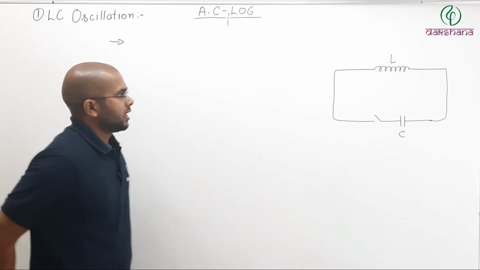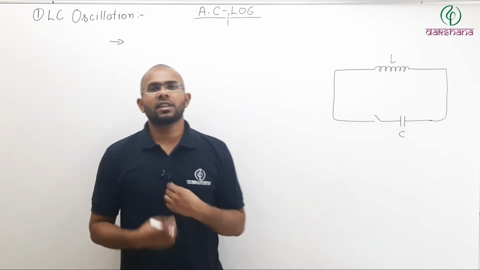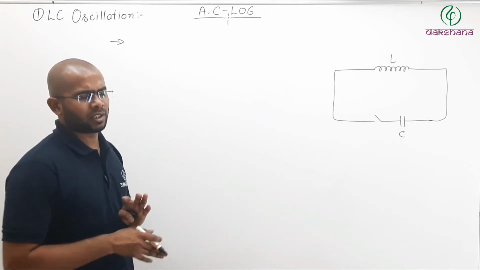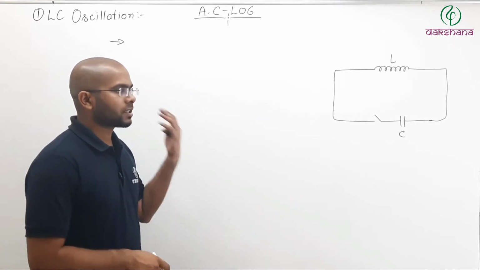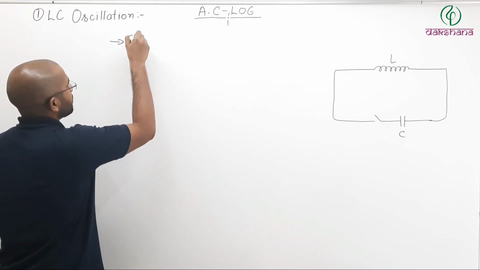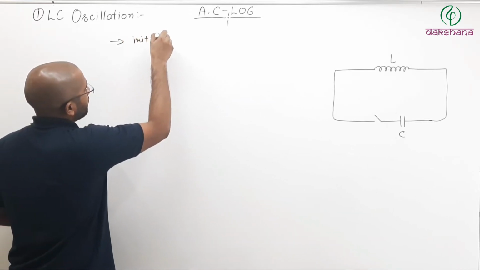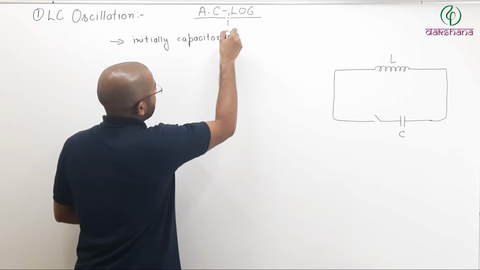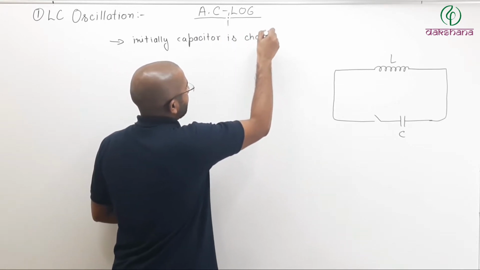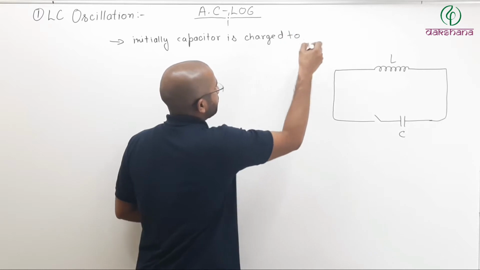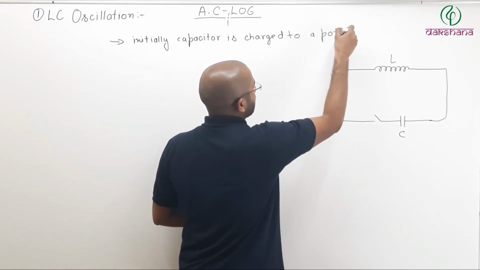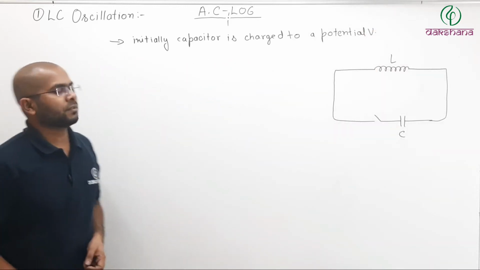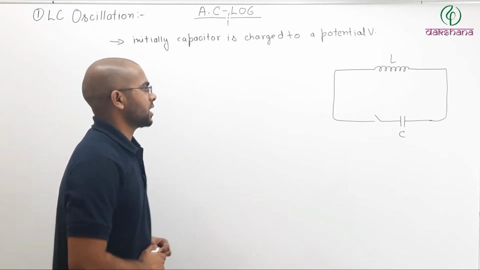First, let us say that this capacitor is initially charged. So the capacitor is initially charged to a potential V. What that potential is, we are not concerned with. That is not relevant to our discussion. So initially the capacitor is charged to a potential V. What is that potential? That is not relevant for our discussion. Okay. So the capacitor is charged initially.